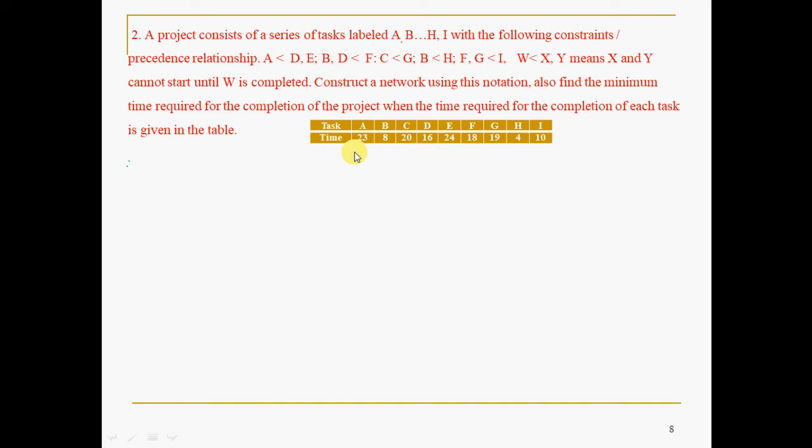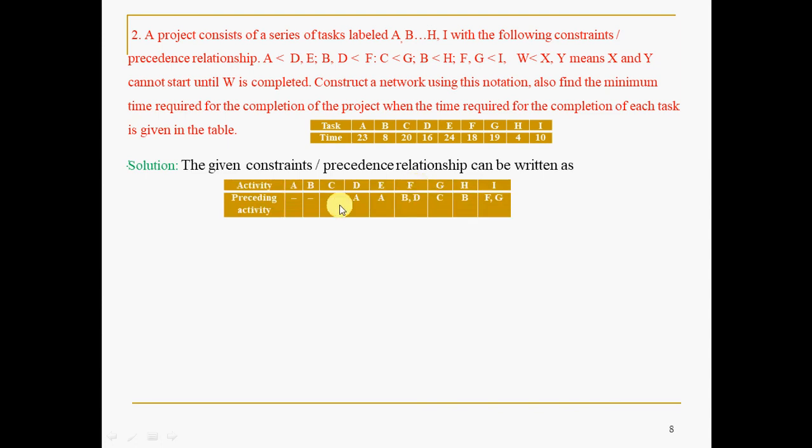The tasks and the time durations are given. There are tasks A, B, C and so on up to I. These are the duration time estimates in days, let us say. The given constraints or precedence relationships can be written in the form of a table, which you represent first before going to the network directly. So what is the meaning of this? See, the preceding or predecessor activity. For A, B, C, there is no predecessor activity by the logical relationship.